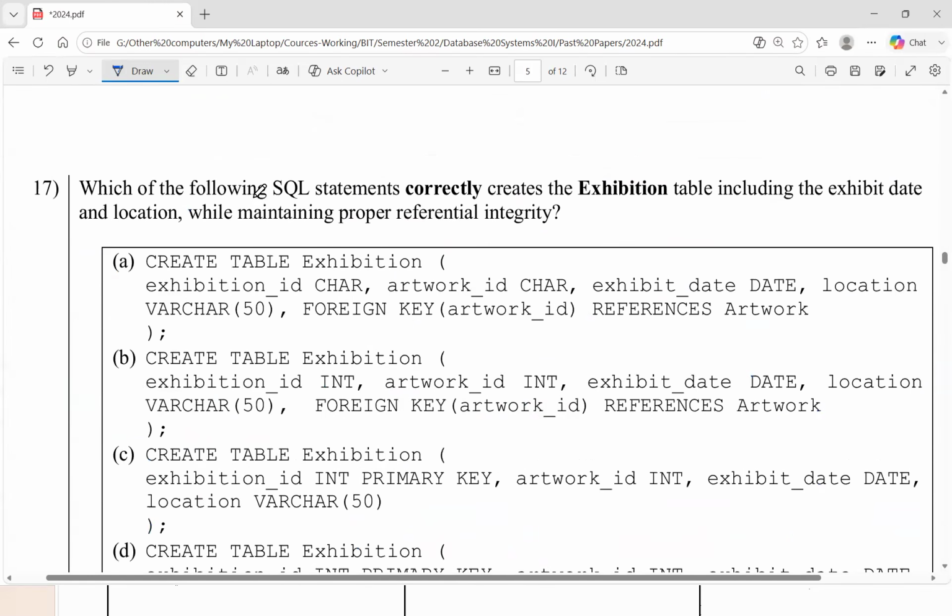Which of the following SQL statements correctly creates the exhibition table including the exhibit date and location?